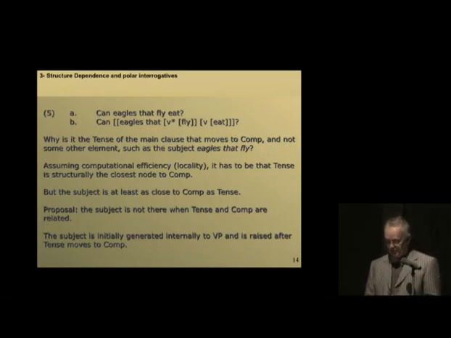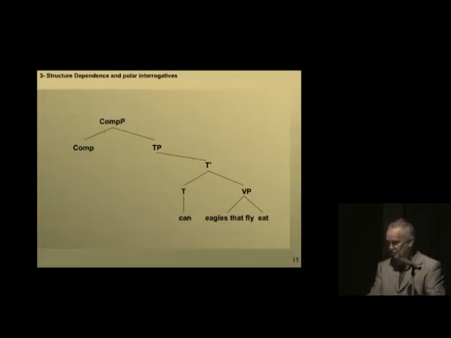So Chomsky's proposal is to say, well, the subject is not there when tense and comp are related, so therefore it's really tense that's the closest. How does he achieve that? He says the subject is initially generated internally to VP and is raised after tense moves to comp. So if we look at this structurally, this is what you would have in basic structure, sort of.